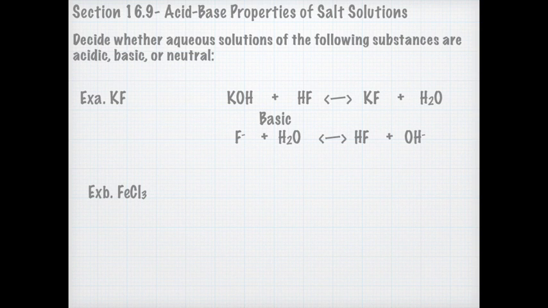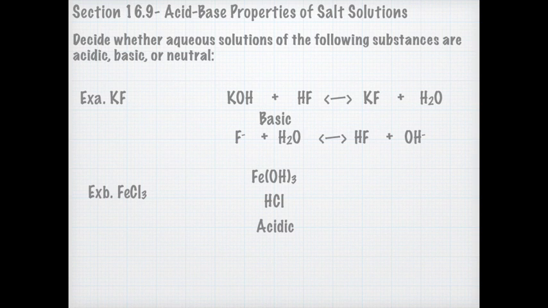Let's look at one more example. Here, I'm given iron 3 chloride. If you think about it, the iron came from iron hydroxide, and the chloride ion came from hydrochloric acid. Now, iron 3 hydroxide is a weak base, which means that iron ions can act like acids because they're the conjugate acid. The chloride ion came from hydrochloric acid, which is a strong acid, so I'm going to ignore chloride. So iron is responsible for the fact that this solution is going to be acidic, and we could even write out a reaction with iron acting like an acid.